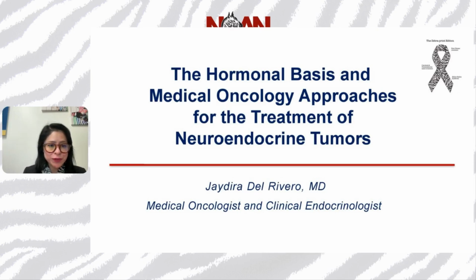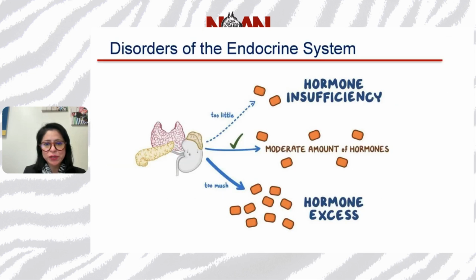What we're going to discuss now is the hormonal basis and medical oncology approaches for the treatment of neuroendocrine tumors. Now, before we go into the different types of neuroendocrine tumors and what hormones these tumors can produce, let's do a little bit of background on what hormone insufficiency or deficiency, or hormone excess, means.